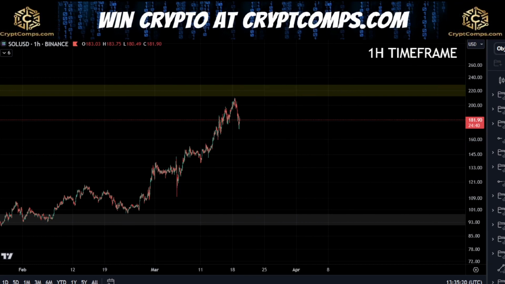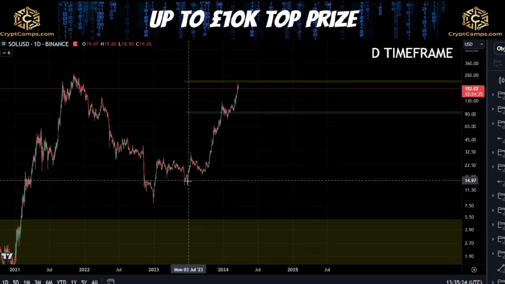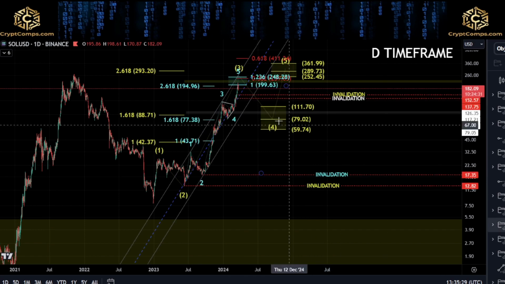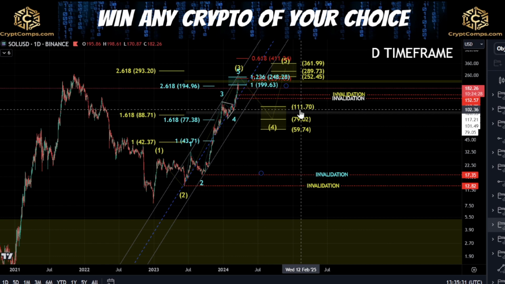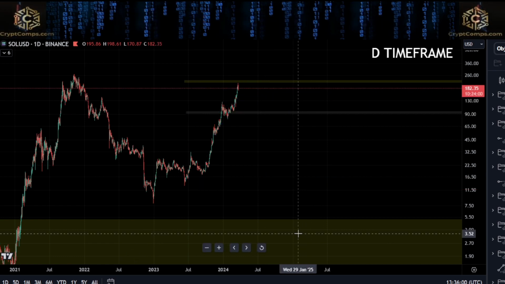And one of the things that I would be cautious of is that if this move is actually completed as a wave 3, like we said in the beginning of the video, we could be looking for a deeper retracement back down towards this 111 to this $59 region. Okay, so I'm going to leave the video there.